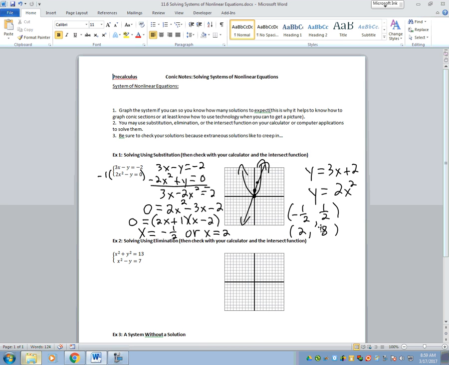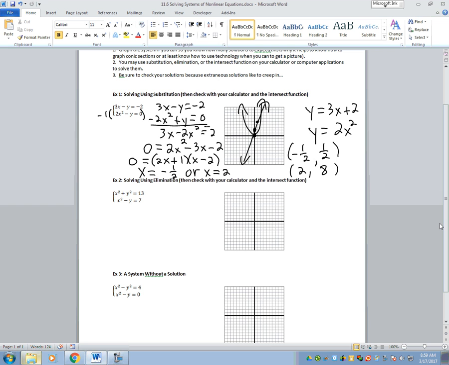Okay, number 2. It says solve using elimination, then check with your calculator. So we're going to do that on this one. I'd set up here substitution. Well, substitution or elimination. You're going to find some where it's better just to use substitution. But if I do elimination on this, let's see what happens.